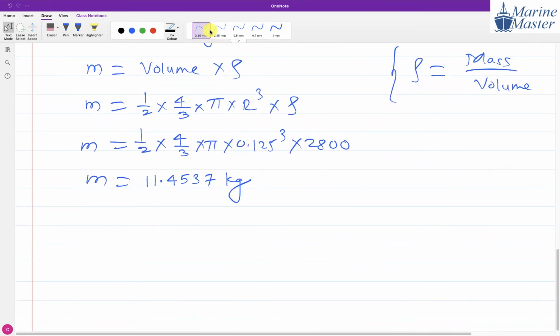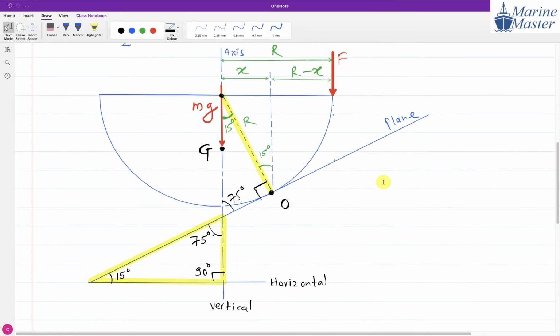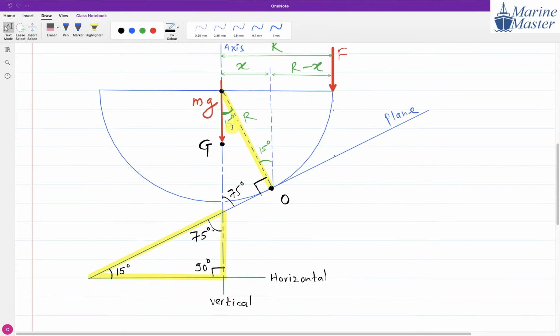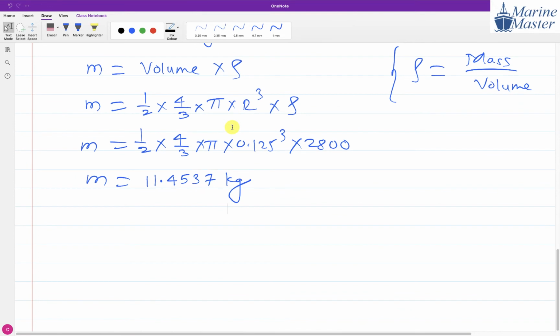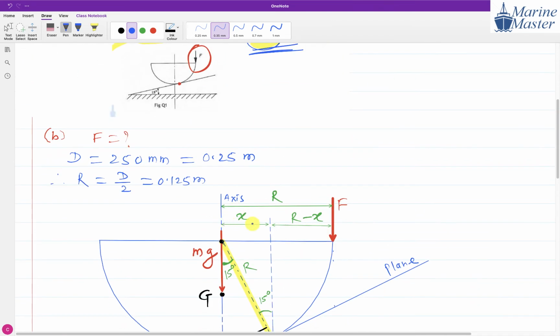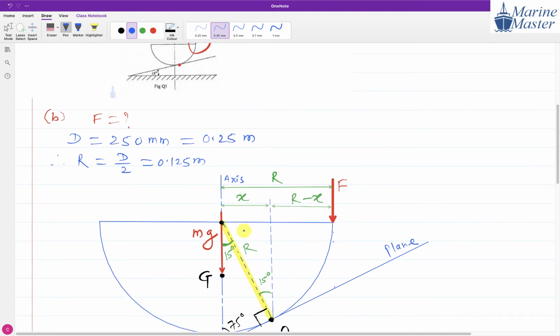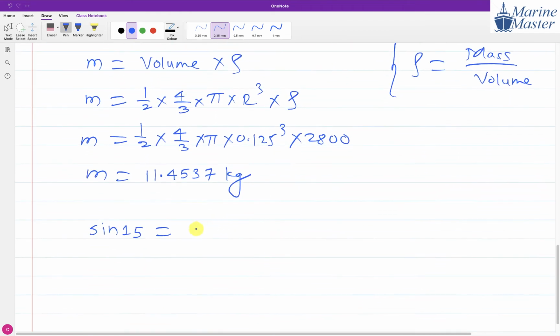So what can we say? Try to see the scenario. What is the relation between opposite and hypotenuse? Opposite by hypotenuse is sine. So sine 15 degree is equal to opposite x by r. So x will become r into sine 15.